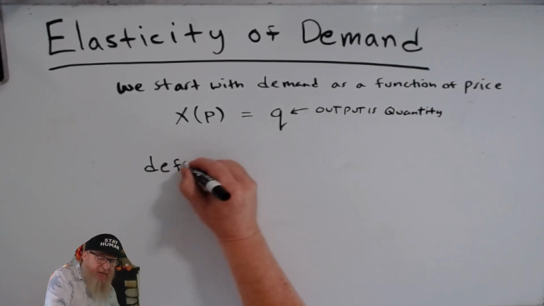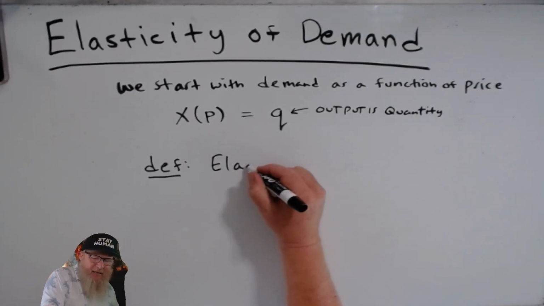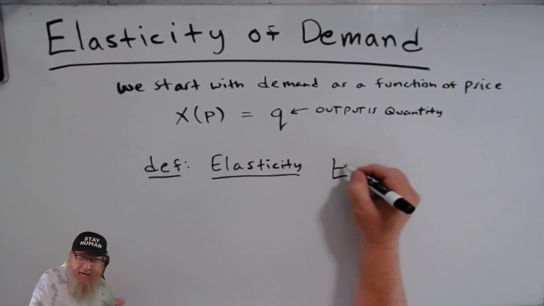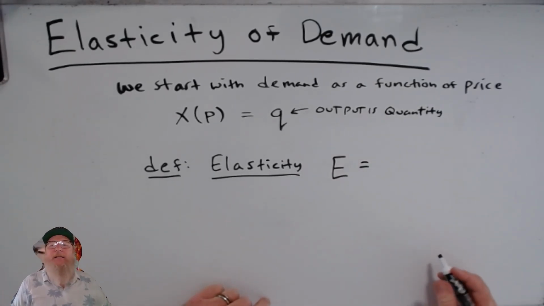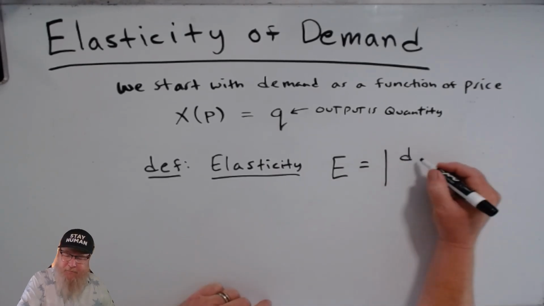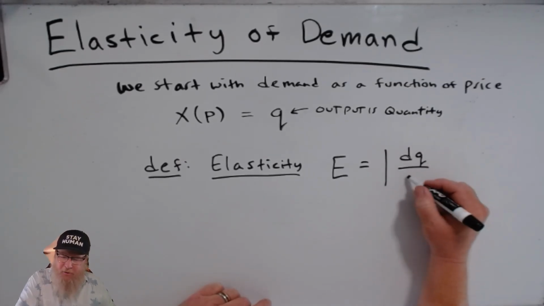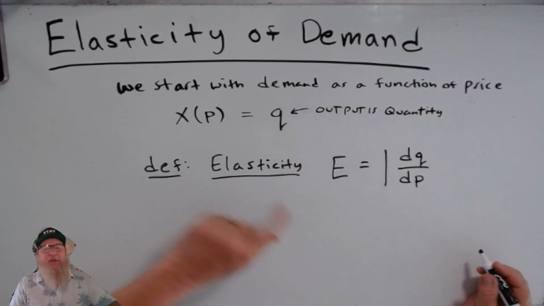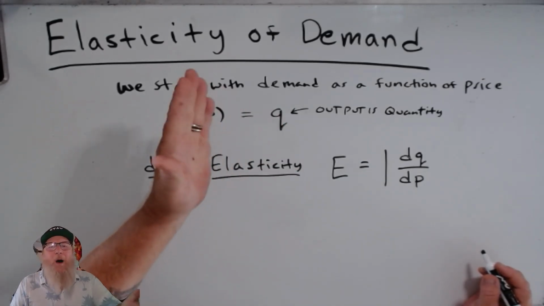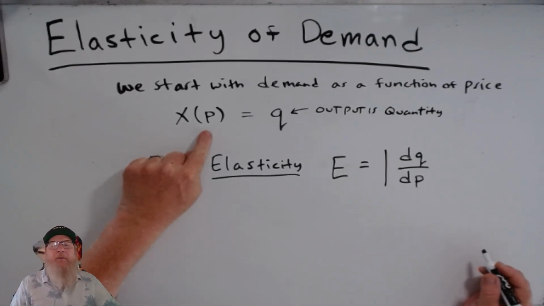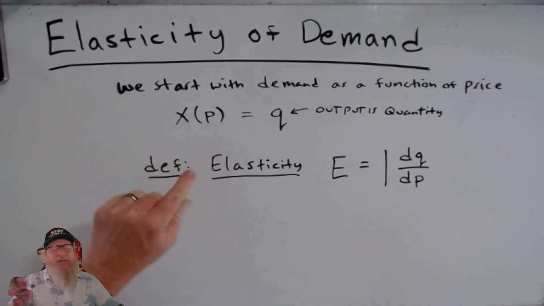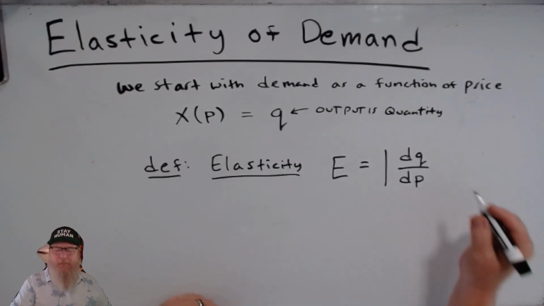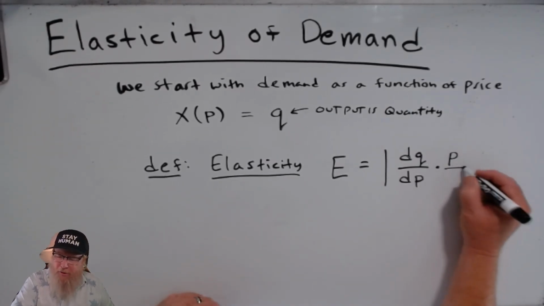So the definition, elasticity is equal to E. It's the symbol we use for elasticity. And it is the absolute value of the derivative of Q with respect to P, so dQ/dP. When you're taking the derivative, you can think of Q as being like the Y variable. It's the vertical. And you can think of P as being the X. I know that sometimes can be confusing because I'm using the letter X as the name of the demand function, but you'll get it when I start doing some examples. Multiplied by the quotient P over Q.